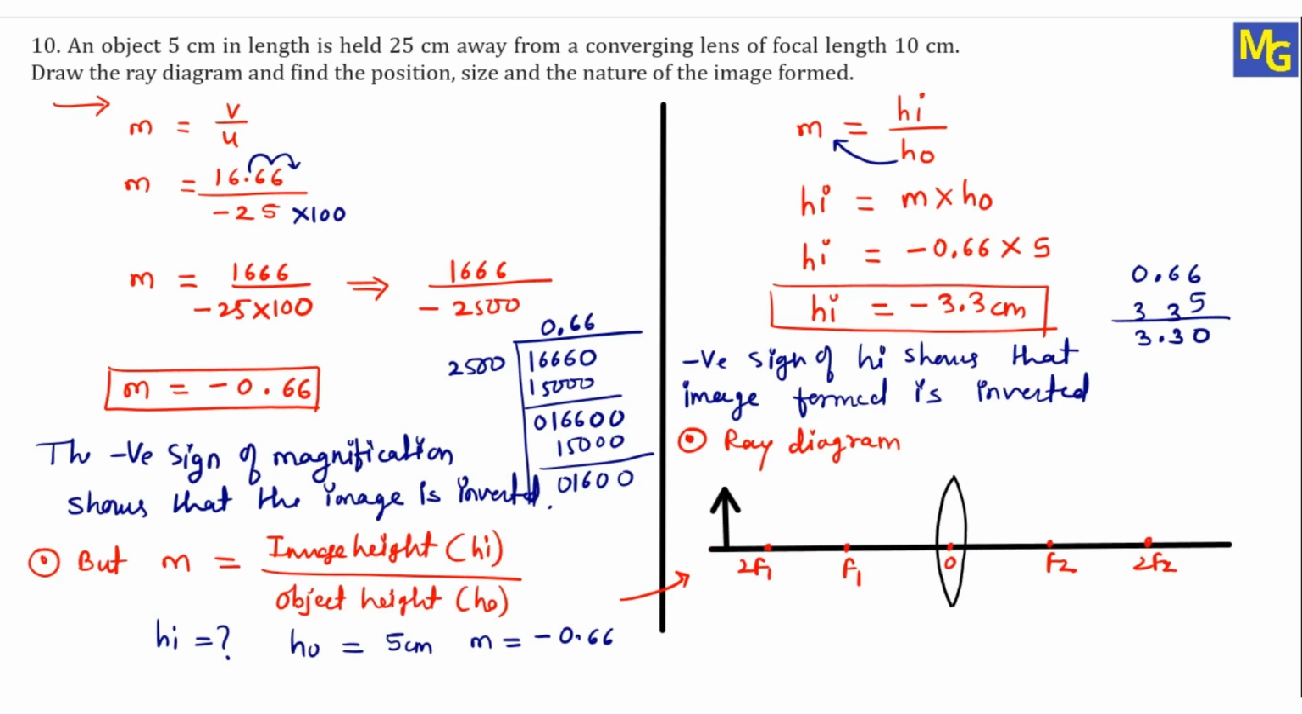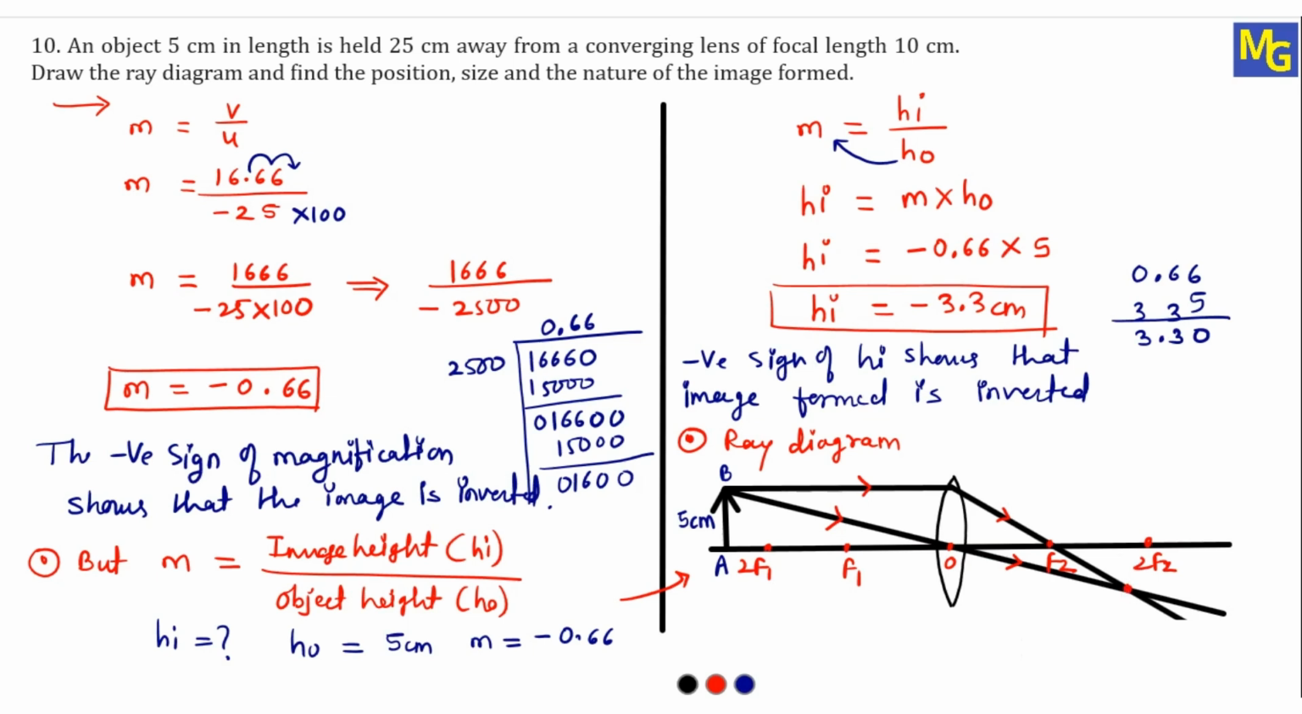So I will label the object. I'll write here A and here I'll write B, and this is 5 centimeter. Now some rays will come parallel and some rays will pass through the optical center. Let me draw the rays. This is the ray which is going parallel to the principal axis. Once it passes through the lens, it gets refracted and passes through F2. And the ray which is going through the optical center goes straight. After refraction, both of these rays are going to meet here. So I am going to get my image here, in between F2 and 2F2.